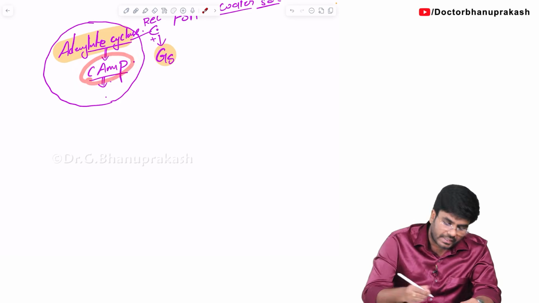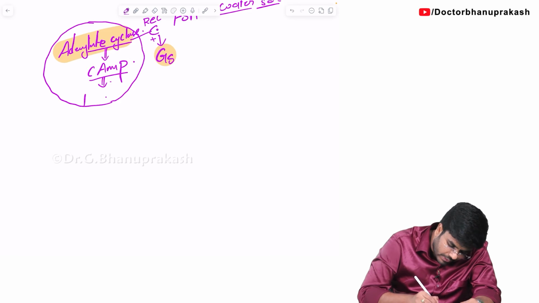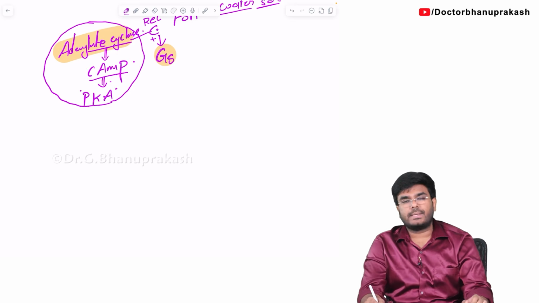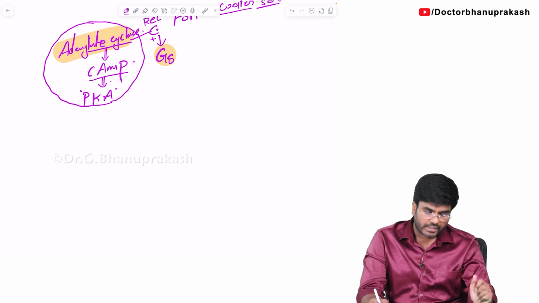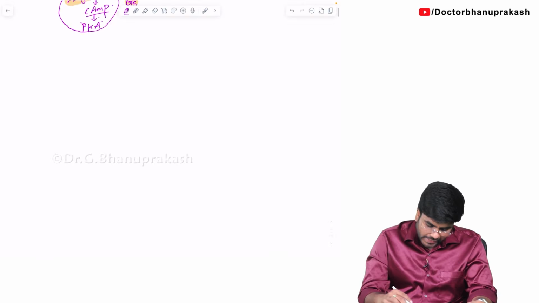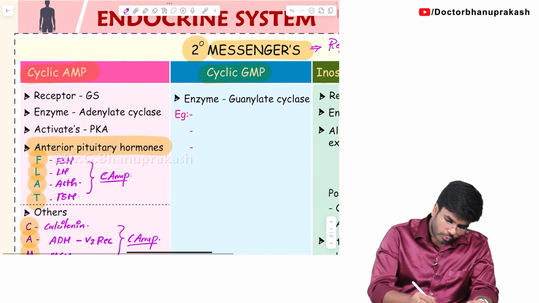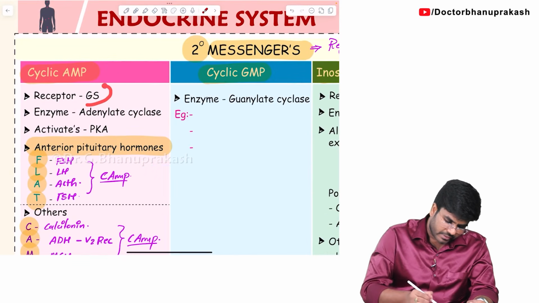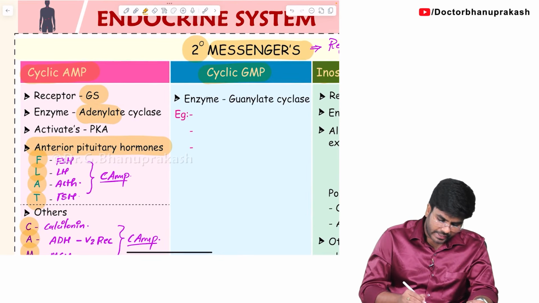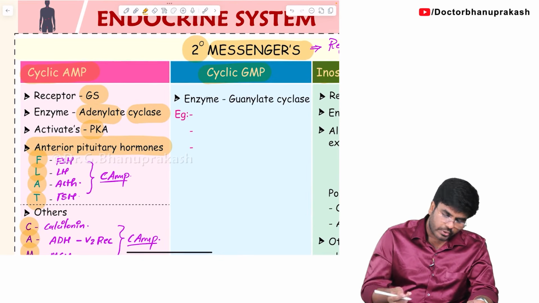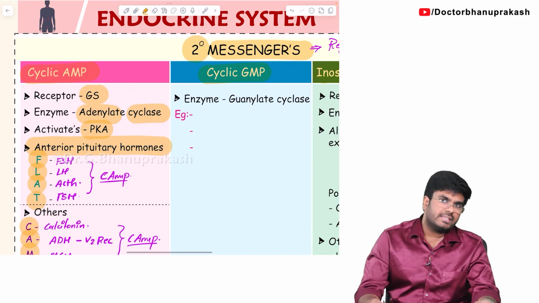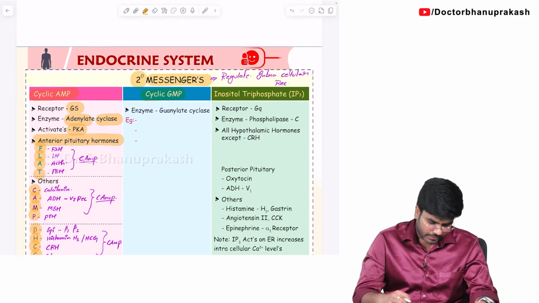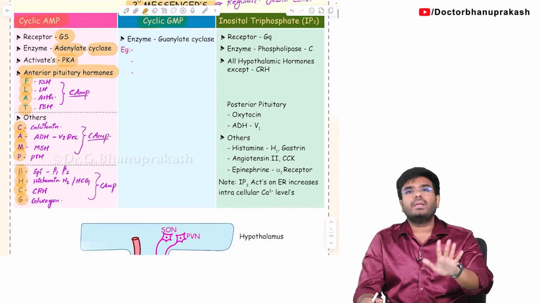Now what will it do? It will activate an enzyme called protein kinase A, which will do some phosphorylations. So this is what I have written over here. Tell me, in order to produce cyclic AMP, what is the receptor required? G stimulatory receptor. What is the enzyme required? Adenylate cyclase. What is the cyclic AMP going to do? Activate protein kinase A. Okay, so everything about the cyclic AMP topic is done.